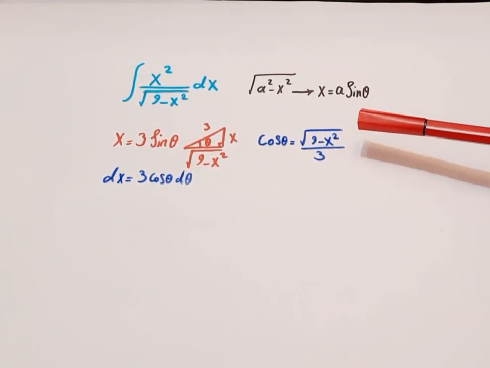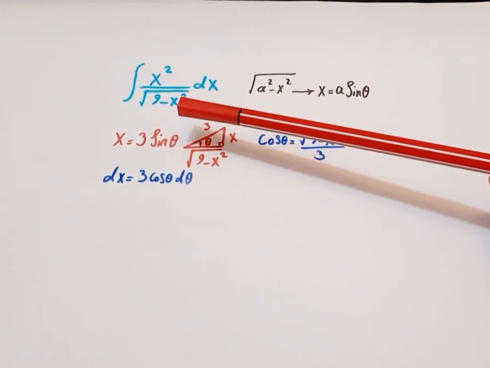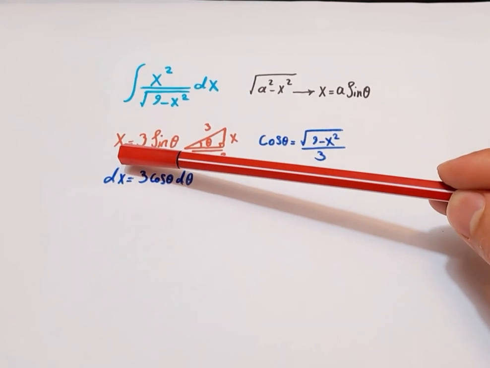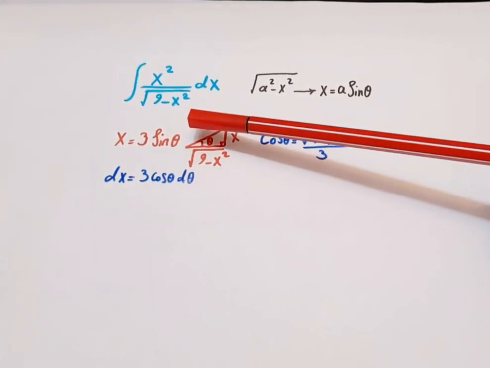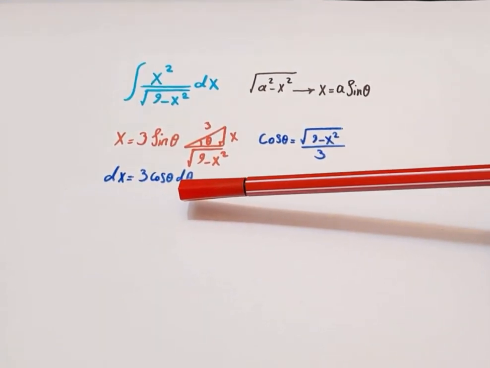And so if I want to find the cosine theta, that's equal to the square root of 9 minus x squared over 3. And if I take the differential on both sides, on the left side I can write dx, and on the right side I can write 3 times cosine theta times d theta.